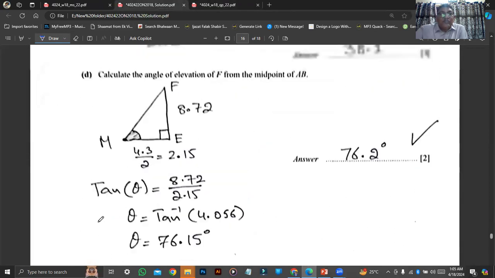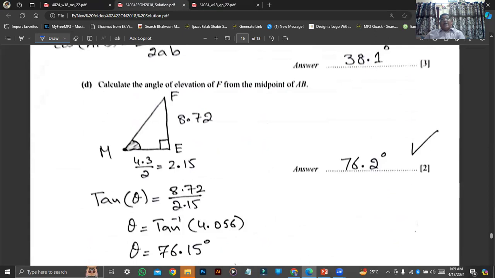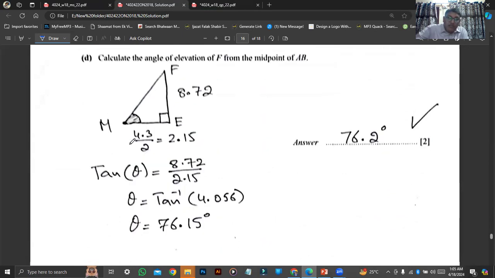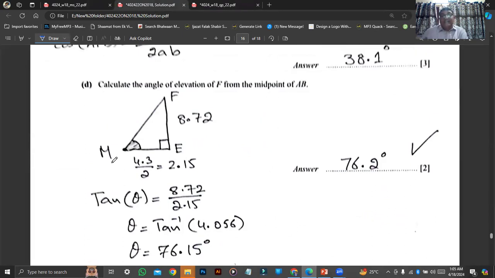So let me show you. M is the midpoint of AB, and the ME length is 4.3 divided by 2, that is 2.15. I know the vertical height EF, that is 8.72. And they want me to find out this angle. This is the angle of elevation of F from the midpoint of AB. So I will apply tan theta equals perpendicular by base, and that is 8.72 divided by 2.15. And that is 4.056.